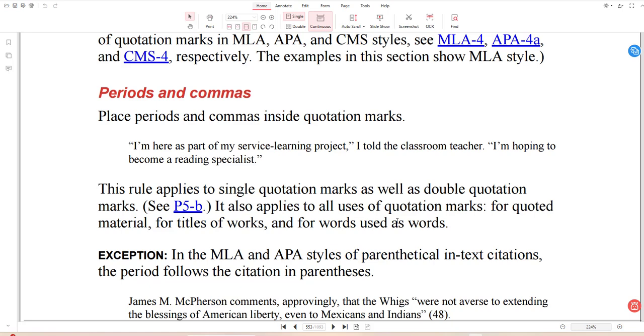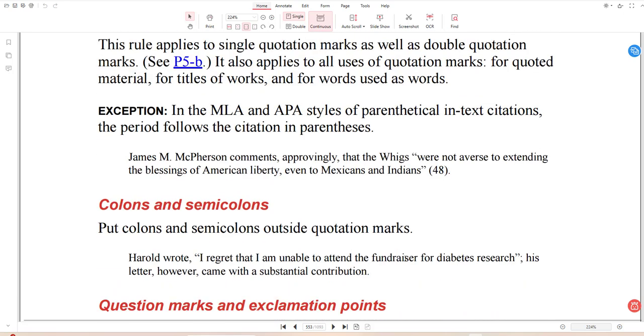"I'm here as part of my service learning project," I told the classroom teacher. "I'm hoping to become a reading specialist." The period goes first, then the quotation mark. This rule applies to single quotation marks as well as double quotation marks. It applies to all uses of quotation marks for quoted material, for titles of works, and for words used as words. In the MLA and APA styles, parenthetical in-text citations, the period follows the citation in parentheses.